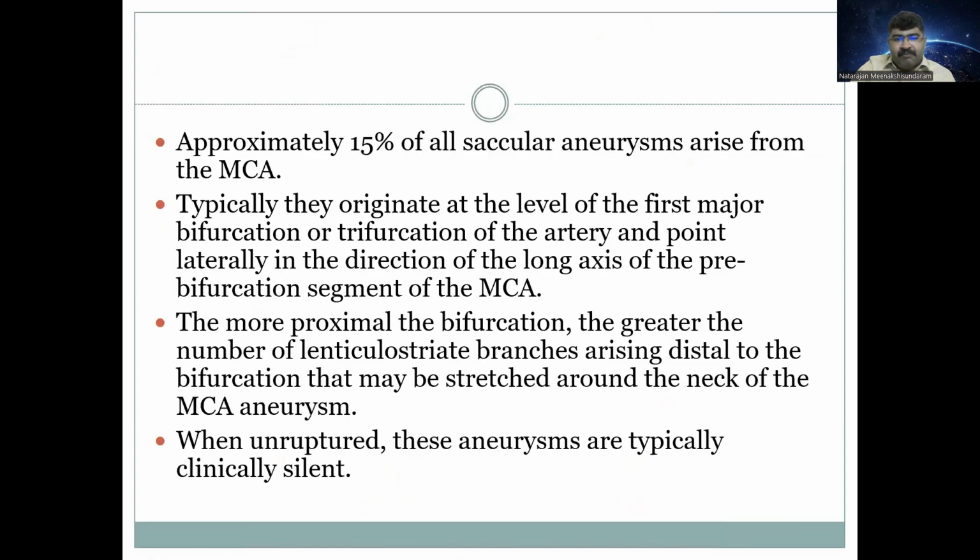Approximately 15% of all saccular aneurysms arise from the MCA. Typically, they originate at the level of the first major bifurcation or trifurcation of the artery and point laterally in the direction of the long axis of the pre-bifurcation segment of the MCA. The more proximal the bifurcation, the greater the number of lenticulostriate branches arising distal to the bifurcation that may be stretched around the neck of the MCA aneurysm. When unruptured, these aneurysms are typically clinically silent.